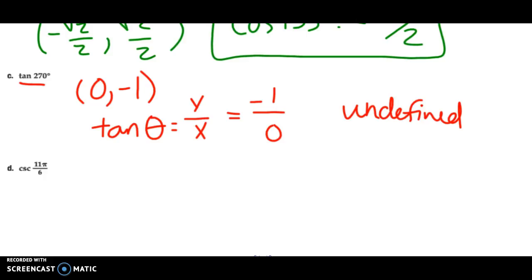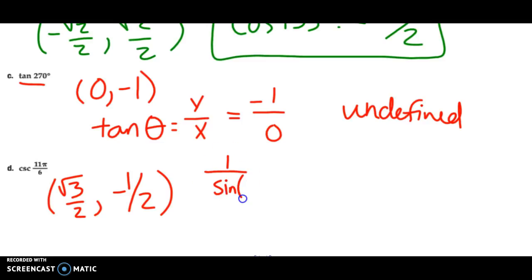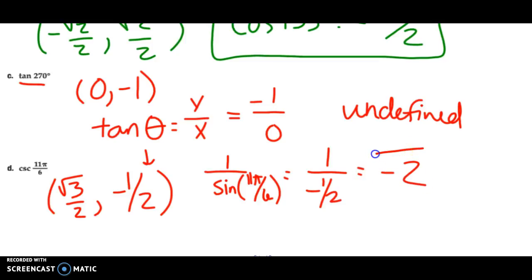Letter D, cosecant of 11 pi over 6. So I look at my point right here. 11 pi over 6 is the square root of 3 over 2, and negative 1/2. Now cosecant, remember, is the inverse of sine. So it's 1 over the sine of 11 pi over 6. Well, the sine, remember, is always the second number. So this is 1 over negative 1/2. And 1 over negative 1/2 reduces to negative 2.